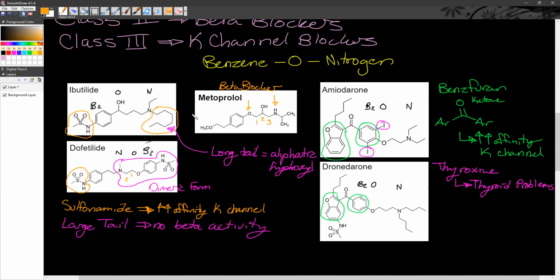You'll see also in dronedarone, they improved the functionality by creating that sulfonamide, which once again increases the affinity for the potassium channel, and they got rid of the iodine, so that way we don't have a big issue. What other major difference can you identify between amiodarone and dronedarone? There's one other big one.